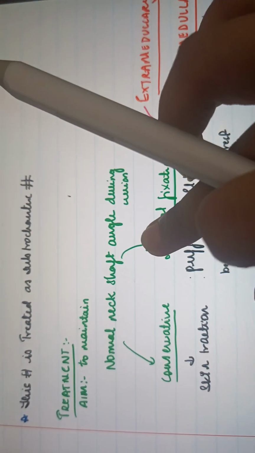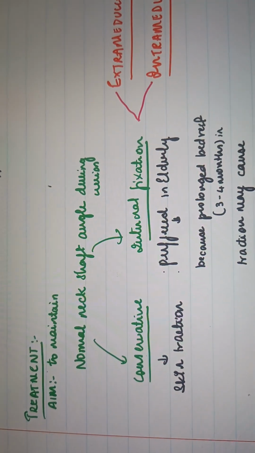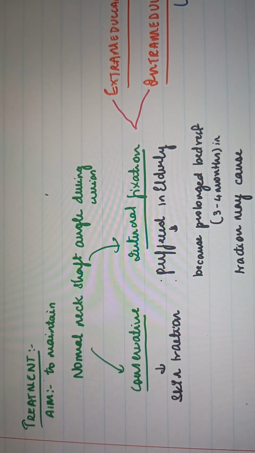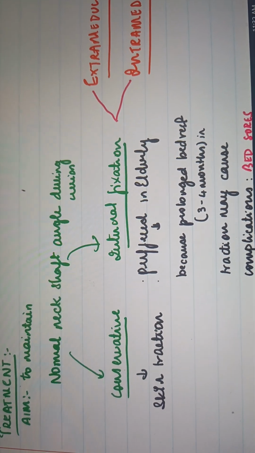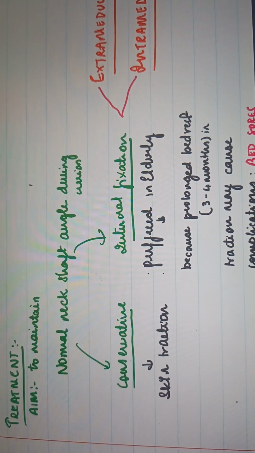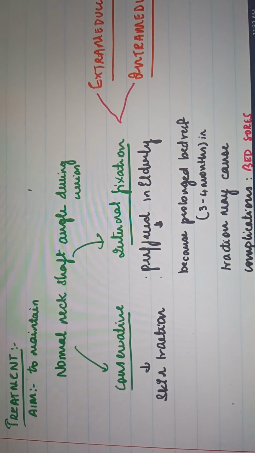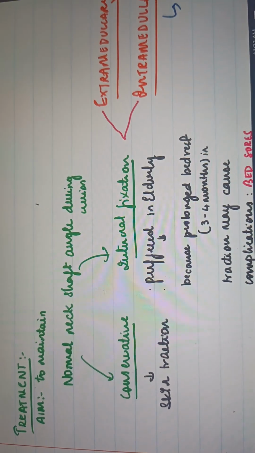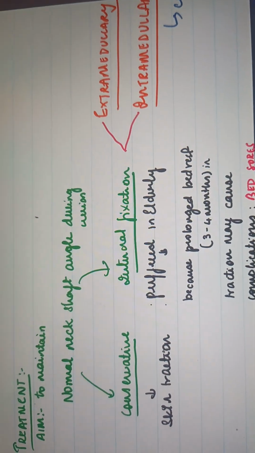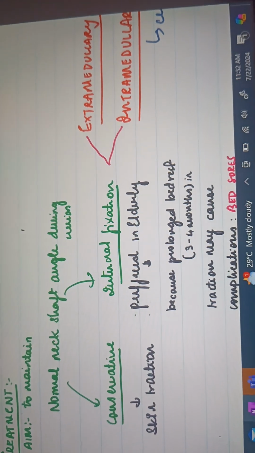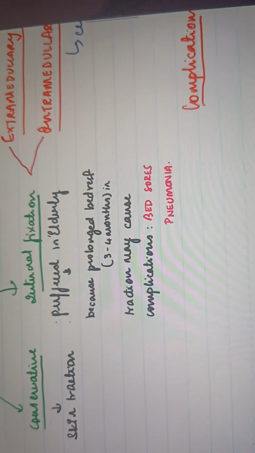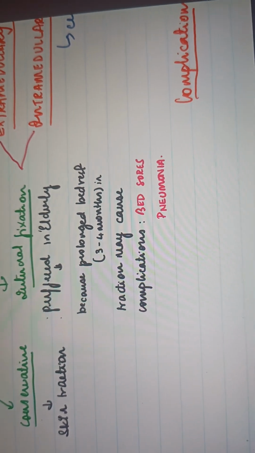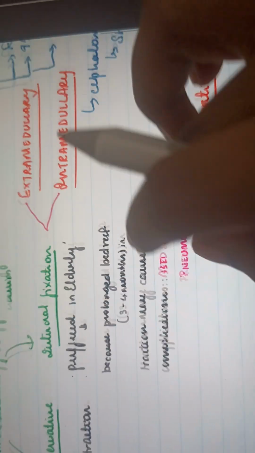Next comes the treatment options. In treatment, our main aim is to maintain the normal neck shaft angle during union. It is possible in two ways, either through conservative management or through internal fixation. Conservative management is usually by skin traction, and it is not preferred in elderly patients as a definitive line of management, because with prolonged bed rest, for around 3 to 4 months, the patient can land up with bed sores and pneumonia. So we have to fix this fracture.